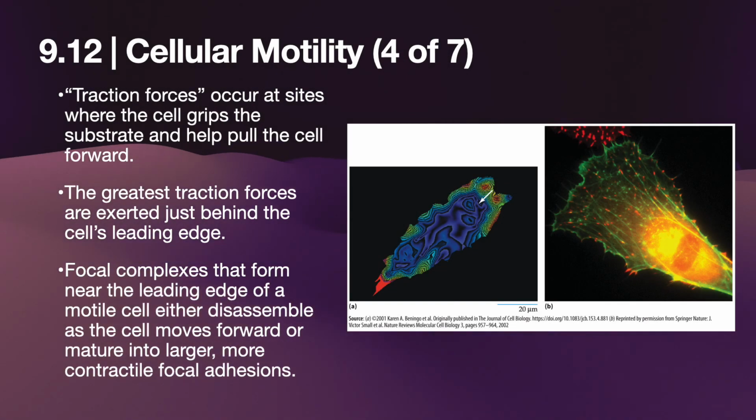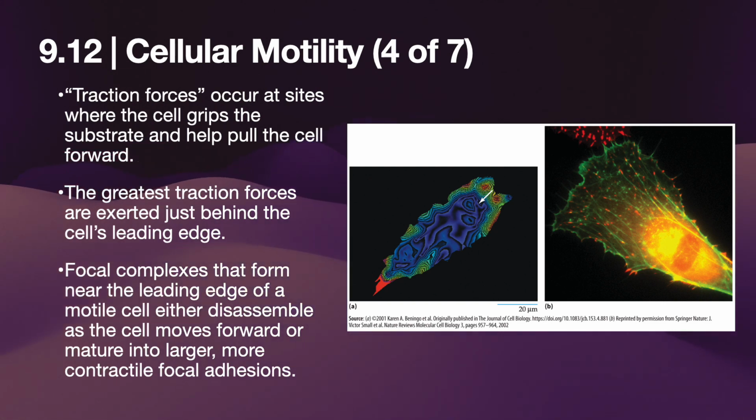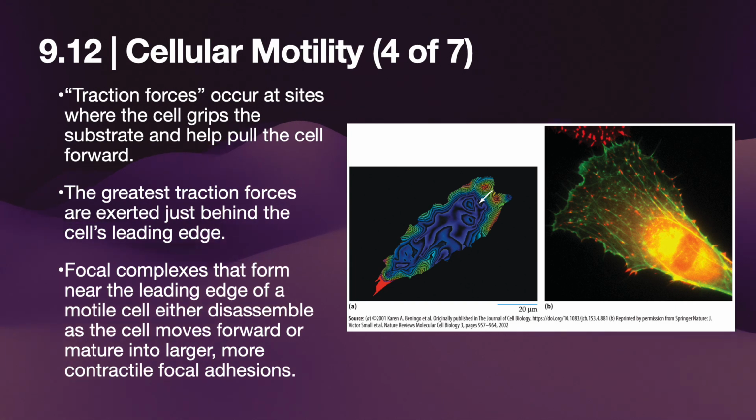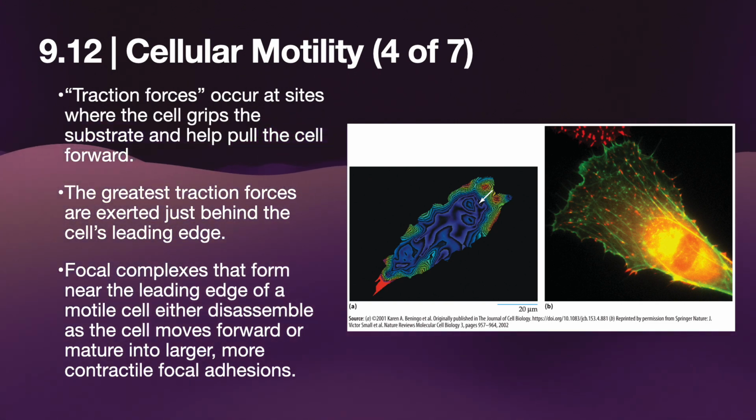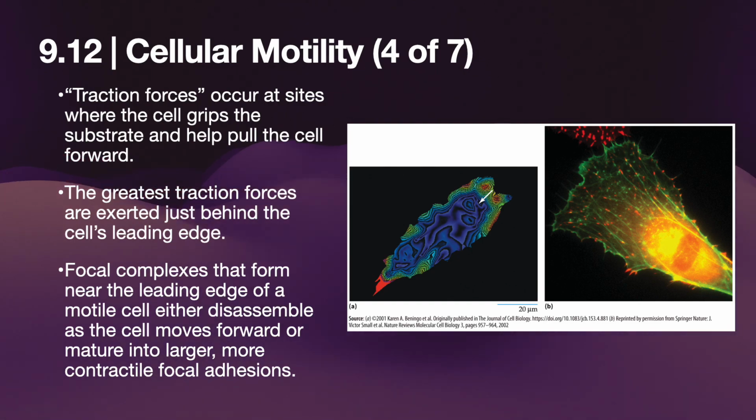Traction forces occur at sites where the cell grips the substrate and helps to pull the cell forward. The greatest traction forces are exerted last, just behind the cell's leading edge. Focal complexes that form near the leading edge of a moving cell either disassemble as the cell moves forward or mature into larger, more contractile focal adhesions.